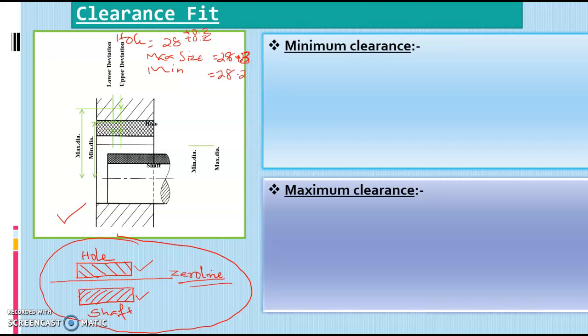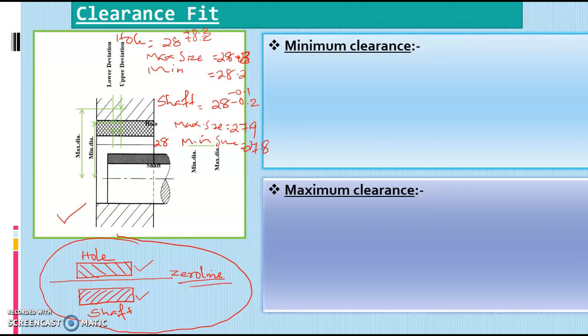Next we are considering a shaft of size 28, because again we have to use this 28, as our basic size is 28 only, and 28 minus 0.1 and 28 minus 0.2. Now we can tell that the maximum size of the shaft is equal to 27.9 and the minimum size is equal to 27.8 mm. Now from these maximum and minimum sizes, we can find the minimum clearance.